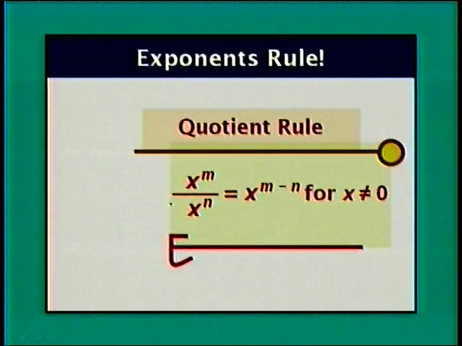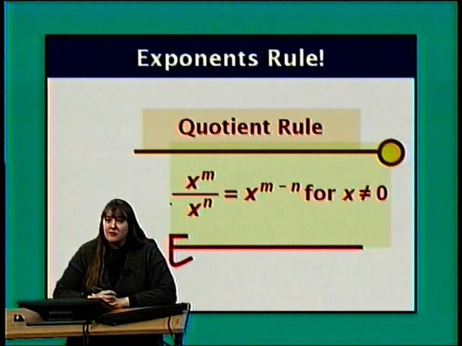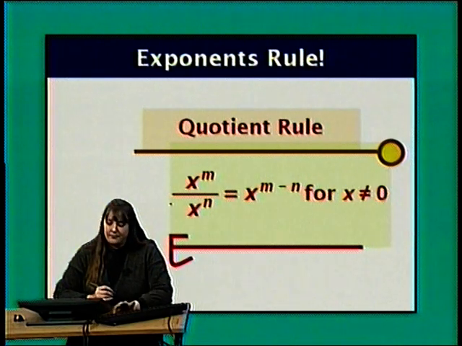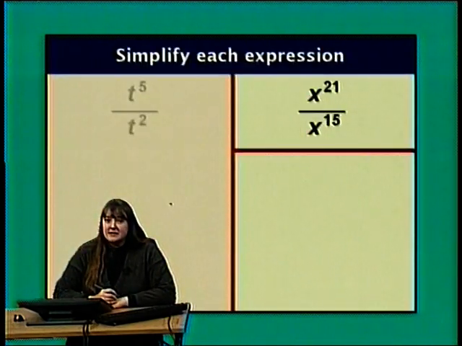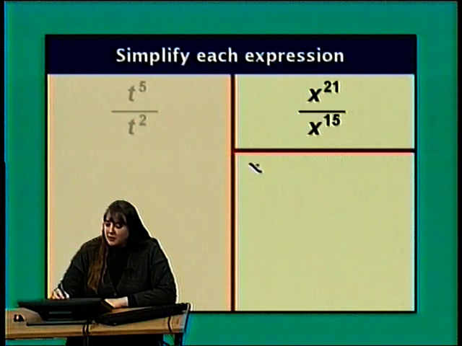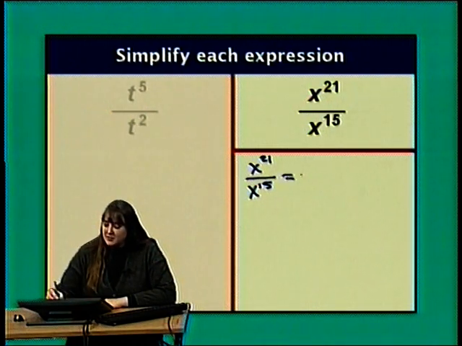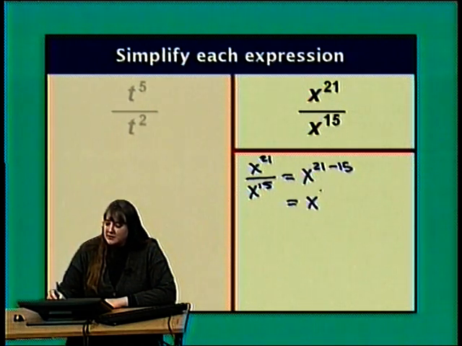We also looked at the quotient rule. When we have a quotient of powers, we subtract the powers. X to the m over x to the n equals x to the m minus n, provided that x does not equal 0. We have to make this exception because we can't divide by 0. So let's simplify x to the 21st over x to the 15th using our quotient rule. Well, our quotient rule says subtract those exponents. That's x to the 21 minus 15, which is x to the 6th.